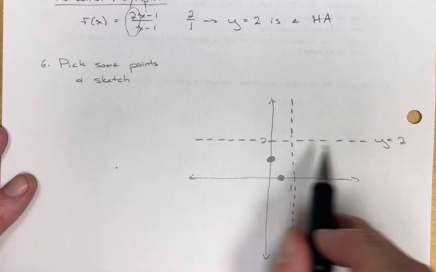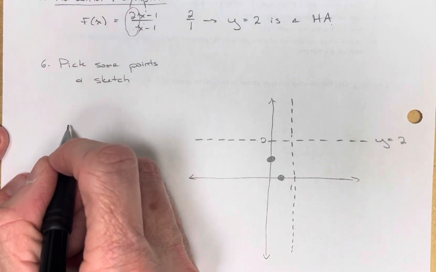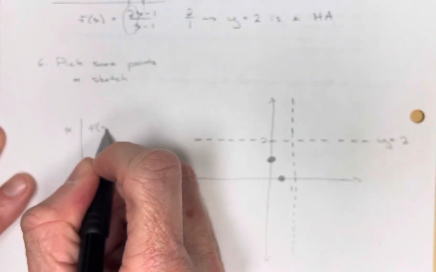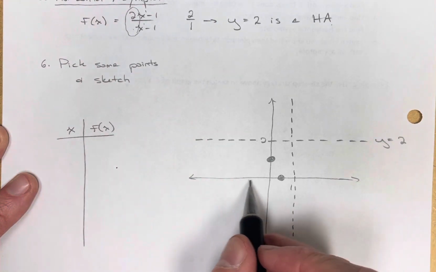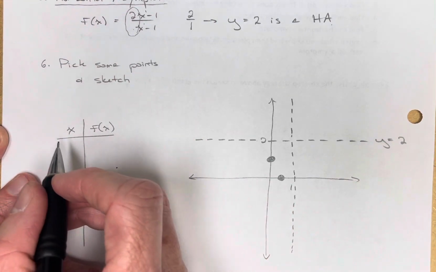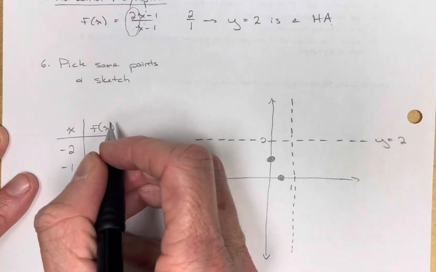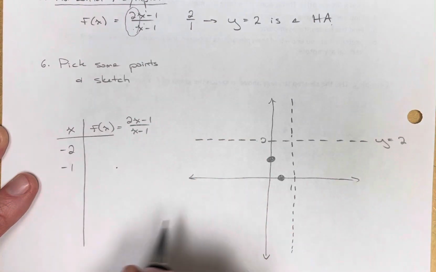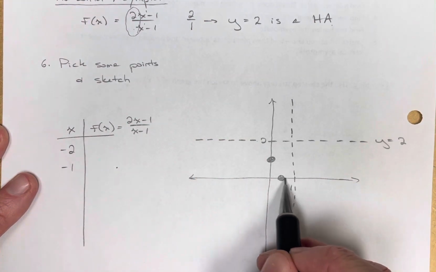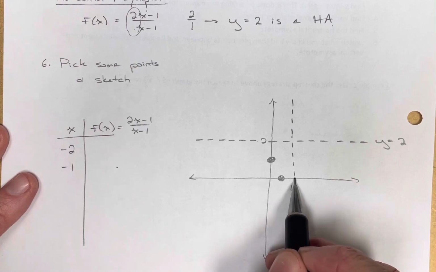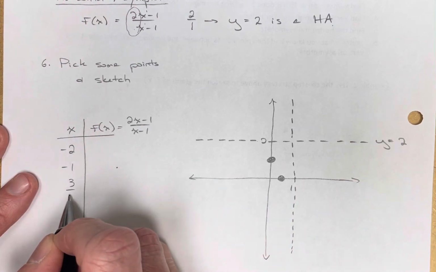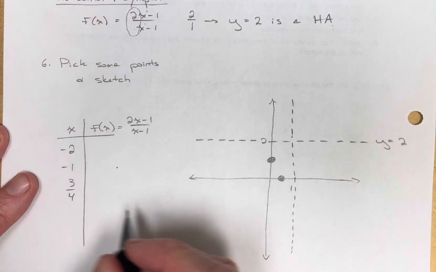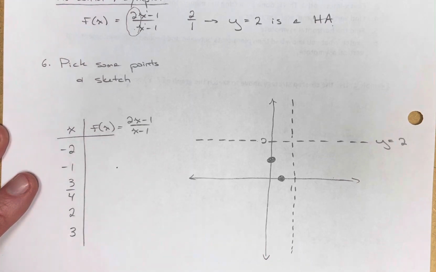So we need to kind of pick some points around either side. So I'll make an xy or f of x table. And I'm going to pick some points over here to the left. I'll pick -2 and -1. And we know, of course, that f of x equals 2x minus 1 over x minus 1. I'll pick a point between this intercept and the asymptote. That would be, why not 3/4, because that's 1/2. And I'll pick a couple of points over here to the right of the asymptote. I'll pick 2 and 3.